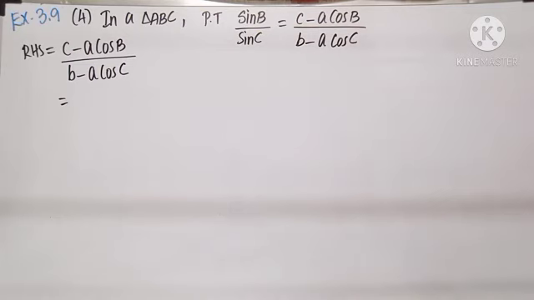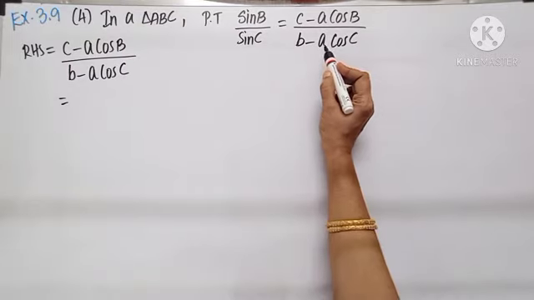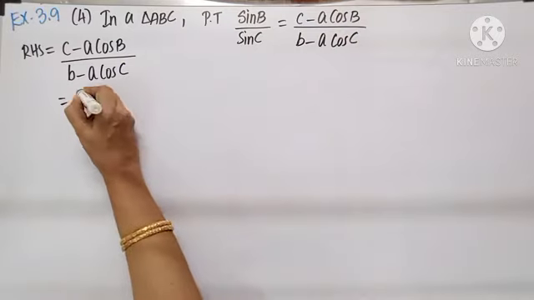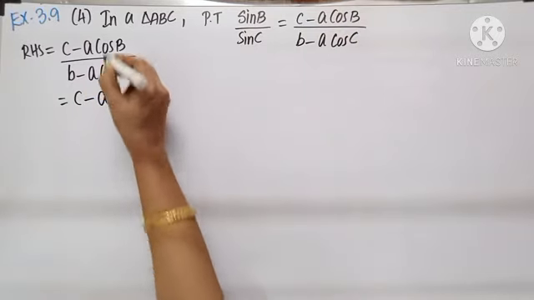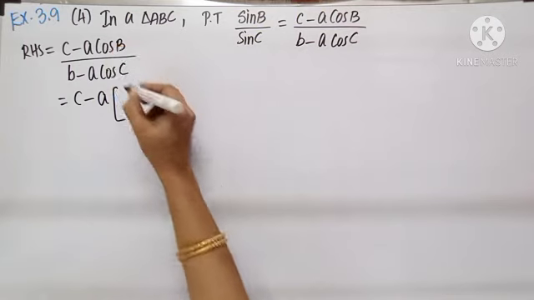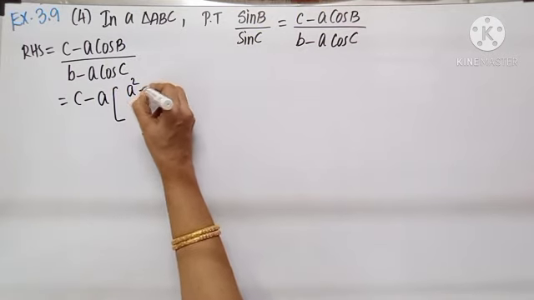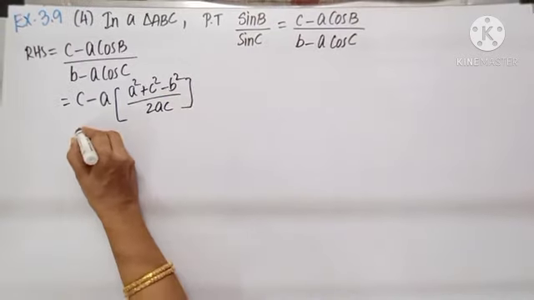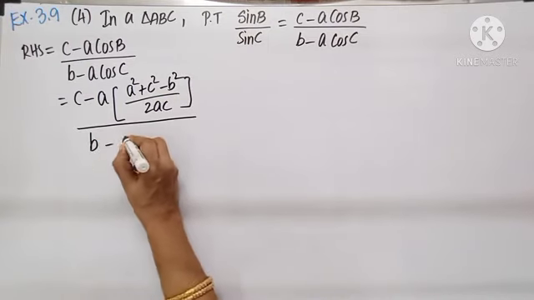Question number 4. In a triangle ABC, prove that sin B by sin C equals (C minus A cos B) by (B minus A cos C). Let us start from the complicated side, that is the RHS, and let us arrive at LHS. C minus A, what is cos B? I can write cos B as (a square plus c square minus b square) by 2ac. The denominator, b minus a.